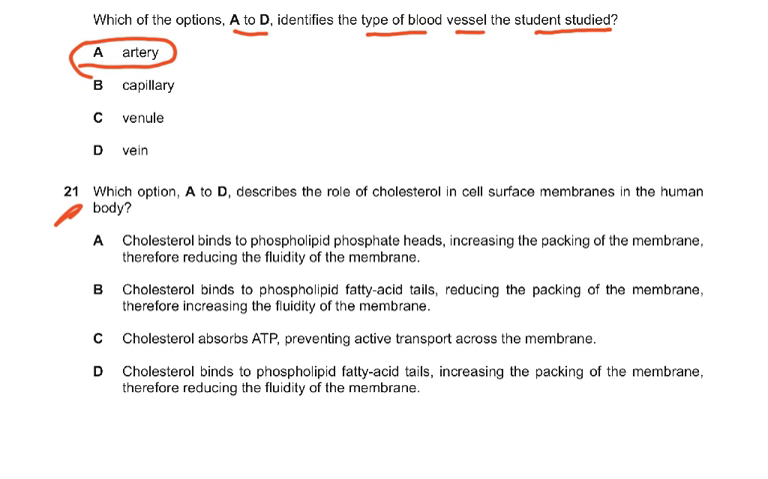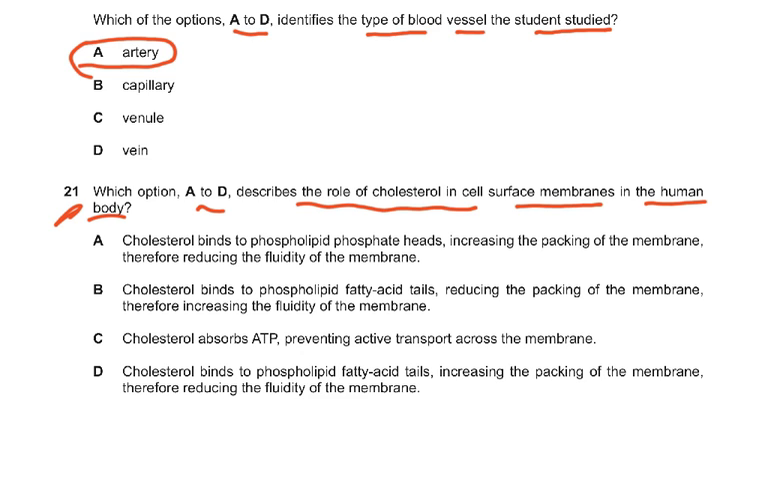Question 21. Which of the options A to D describes the role of cholesterol in cell surface membranes in the human body? Cholesterol binds to phospholipid phosphate heads, increasing the packing of the membrane, therefore reducing the fluidity of the membrane. Cholesterol binds to phospholipid fatty acid tails, reducing the packing of the membrane, therefore increasing the fluidity. Cholesterol absorbs ATP, preventing active transport across the membrane. Cholesterol binds to phospholipid fatty acid tails, increasing the packing and reducing the fluidity.